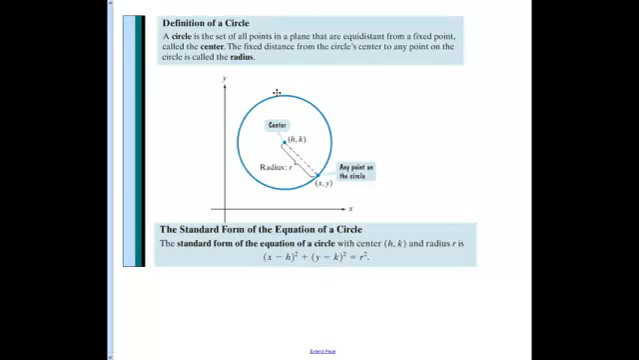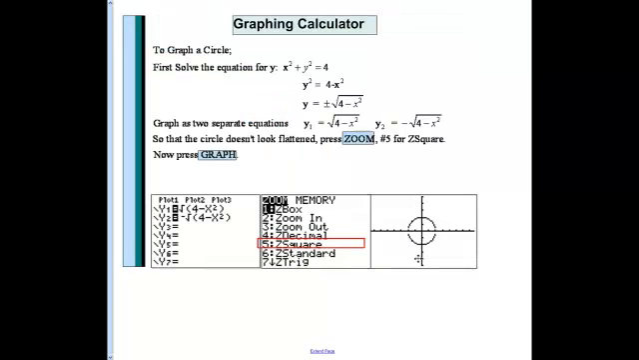And let's take a look at a circle. If we define a circle, we have the set of all points in a plane that are equidistant from a fixed point, and that's called a circle. We define that circle with a center (h, k), and the distance from the center to any point on the circle is called the radius. And the standard form for the equation of a circle is this particular form here, where h and k define the center and r is defined as the radius.